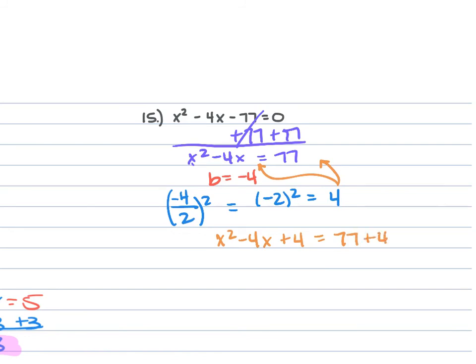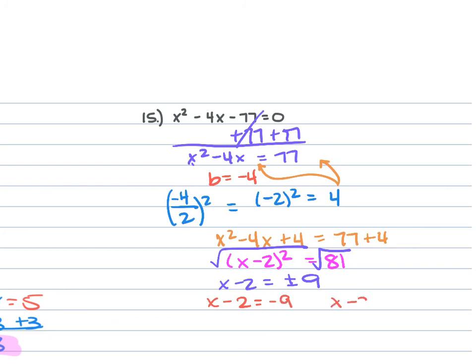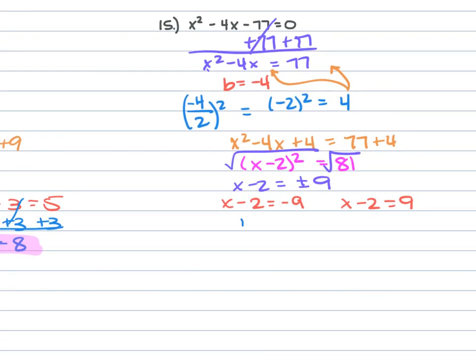From here, we are going to factor the left side and add the right side. So this is going to be x minus 2 squared is equal to 81. We're going to take the square root of both sides to get x minus 2 is equal to plus or minus 9. We're going to separate into two equations, so x minus 2 is equal to negative 9, and x minus 2 is equal to positive 9. So this is going to give us two answers that are x is equal to negative 7 and 11.